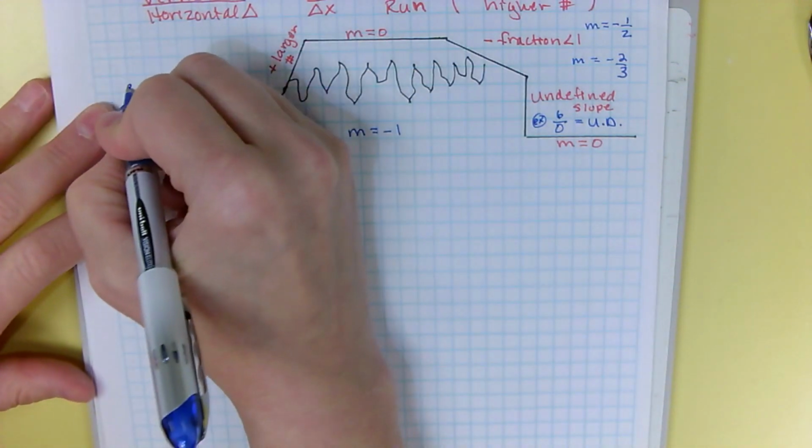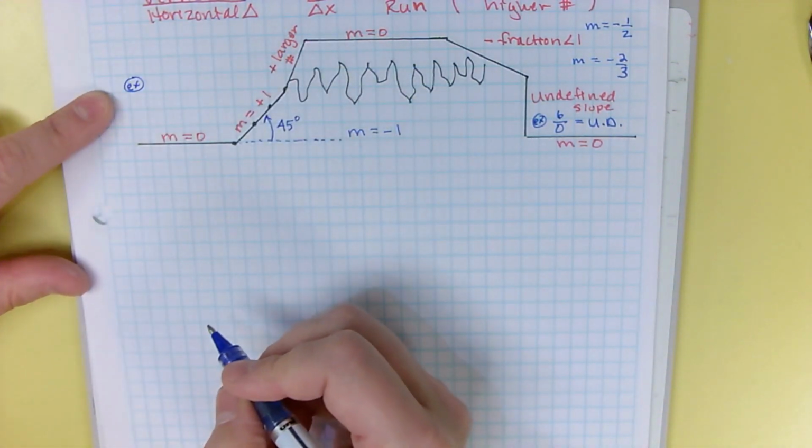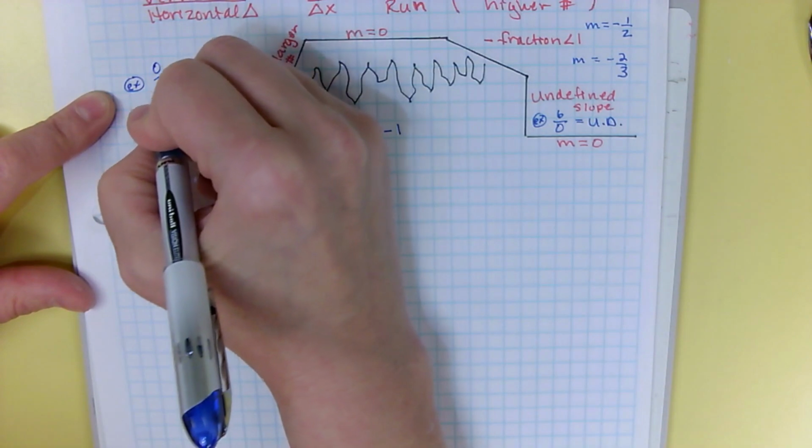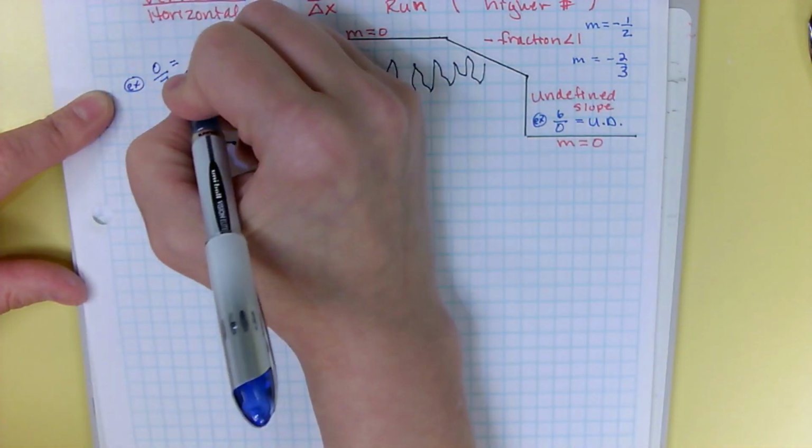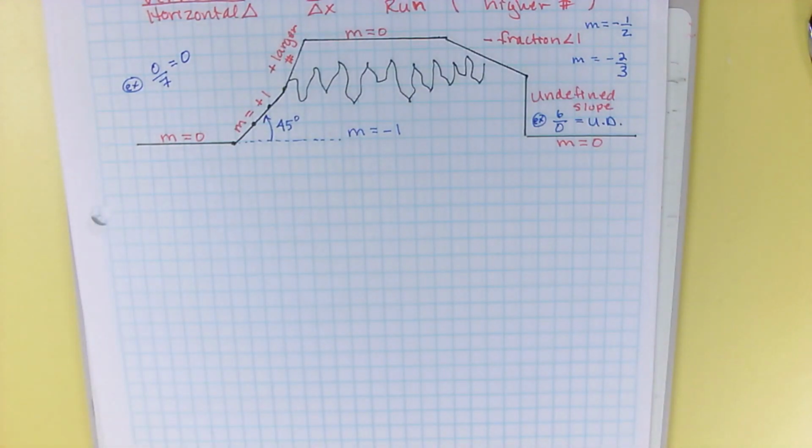Now, let's not mix that up though. Come over here for another example with 0 over a number. If we go 0 divided by 7, that's just a 0. That's a slope of 0. So the only one that's undefined is a 0 on the bottom of the fraction.